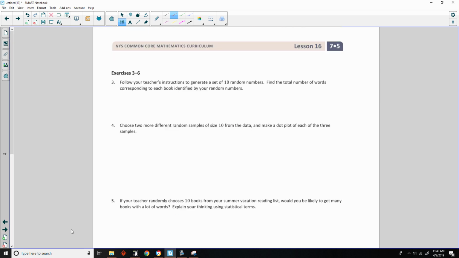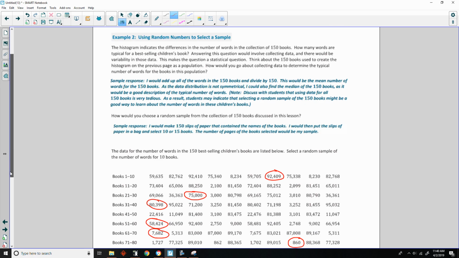Exercise 3 says, follow my instructions to generate a set of 10 random numbers. Find the total number of words corresponding to each book identified by your random numbers. So I just did that. So number 3 is done. I showed you that I use my calculator. Let me go through that again.